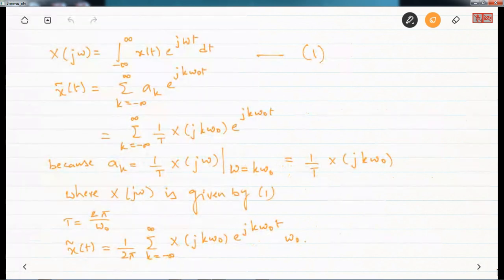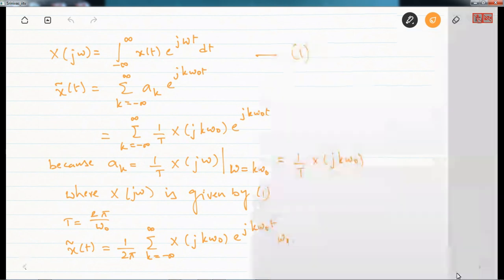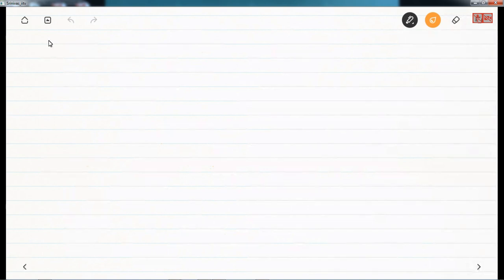But now what we need to do is find the expression for x of t, not for x tilde of t. And we know that x tilde of t becomes x of t when t goes to infinity. Right? We know that x tilde of t becomes x of t when t goes to infinity.